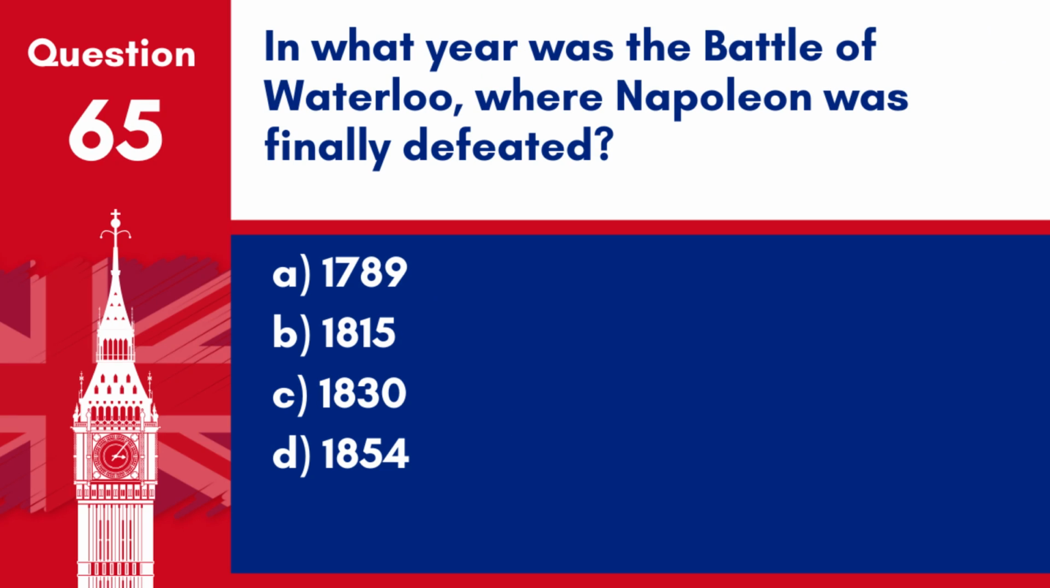Question 65. In what year was the Battle of Waterloo, where Napoleon was finally defeated? A. 1789. B. 1815. C. 1830. D. 1854. Answer: B. 1815. The Battle of Waterloo, where Napoleon was finally defeated, occurred in 1815.